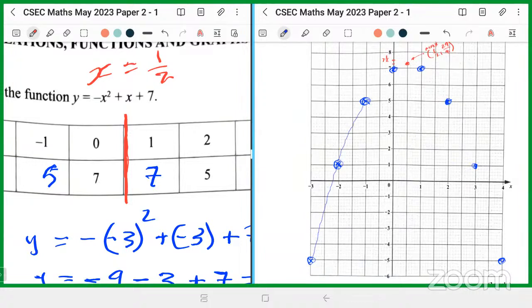Let's go through the points like that. Make sure it goes up to that maximum point, comes back down, and then you just come through these points here. And you go like that. Draw that on the exam and CSEC will give you your marks.